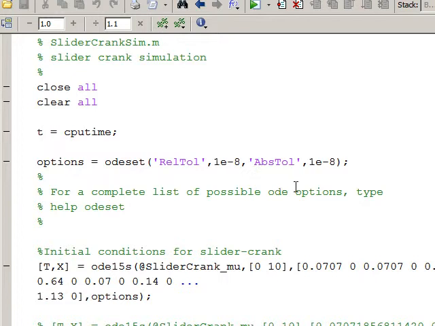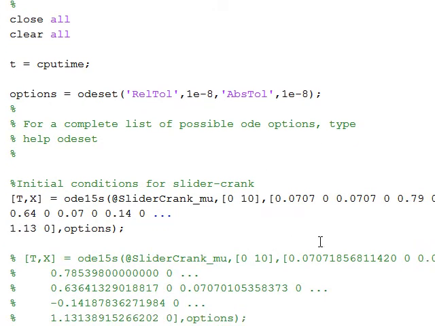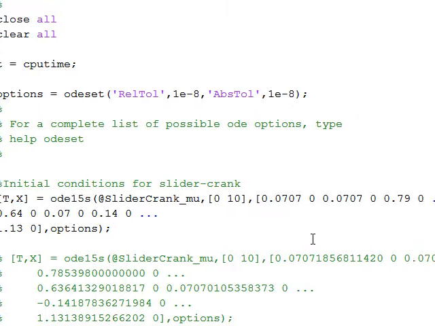This is SliderCrankMuSim. This is the mothership where I define some integration tolerances, and then I call my function which calculates the derivatives. And that function is called SliderCrank_mu. We're going to simulate the slider crank motion for 10 seconds, and we're going to start the slider crank from a crank angle of 45 degrees.